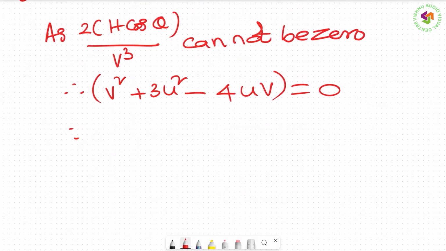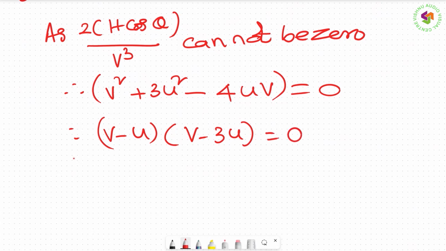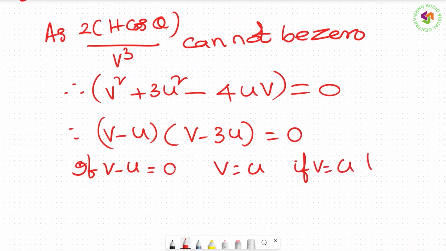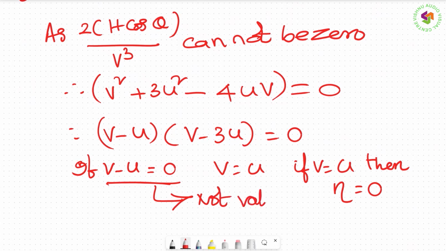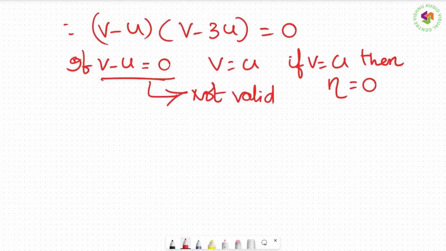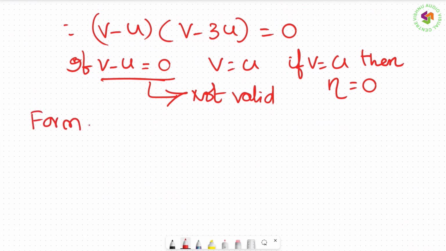If I expand it, it is V minus u into V minus 3u is equal to 0. Suppose V minus u is 0, then V is equal to u. If V is equal to u, you see the equation of efficiency: if V minus u is 0, then efficiency is equal to 0. Therefore, this is not valid. So what will be valid for maximum efficiency?